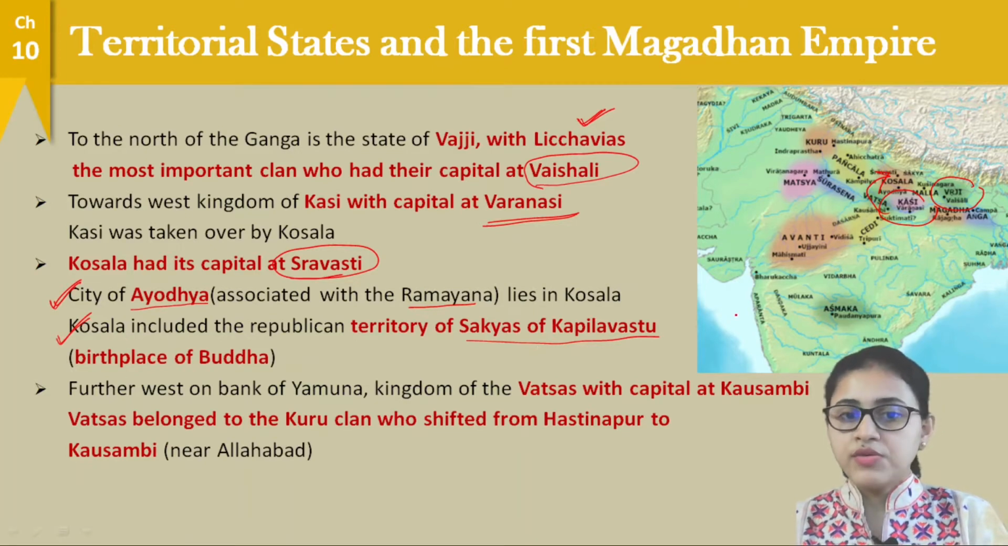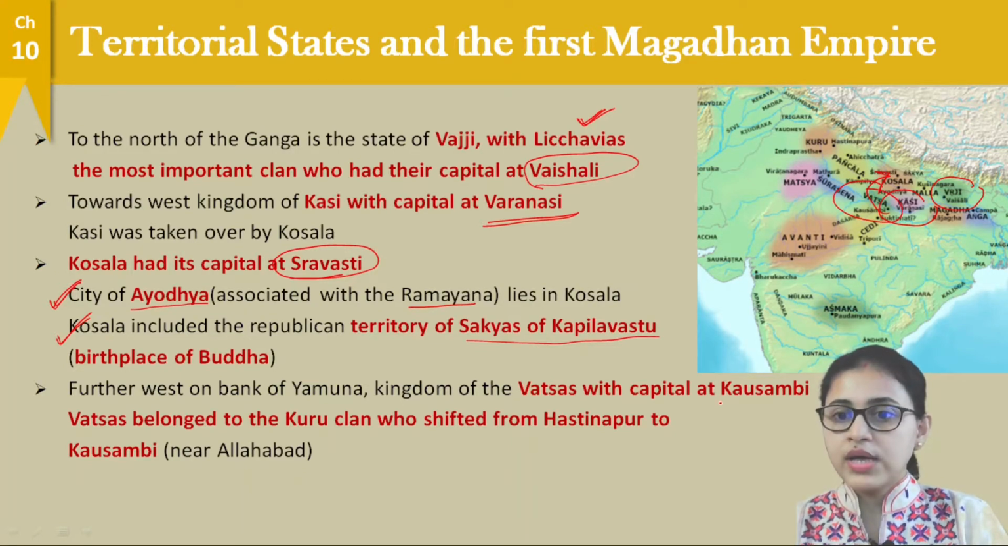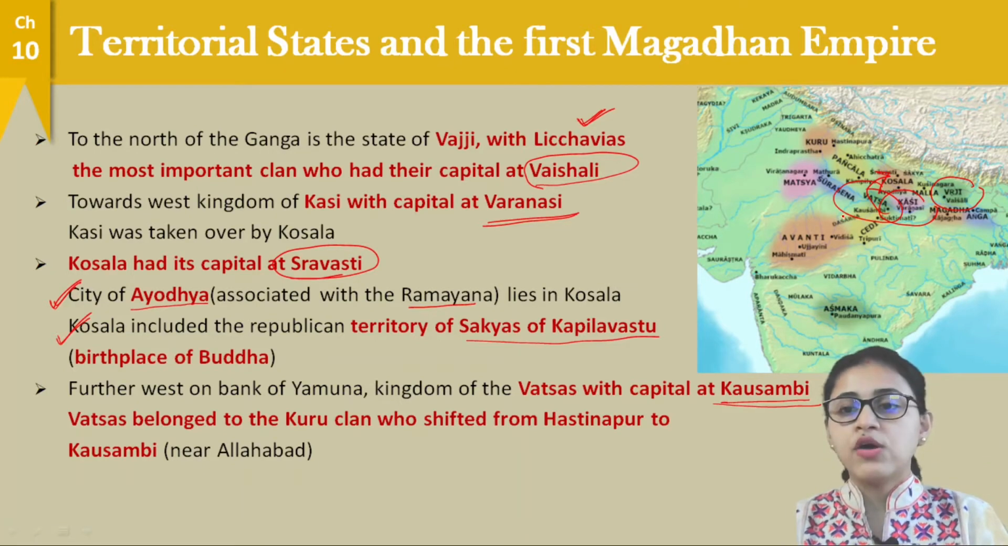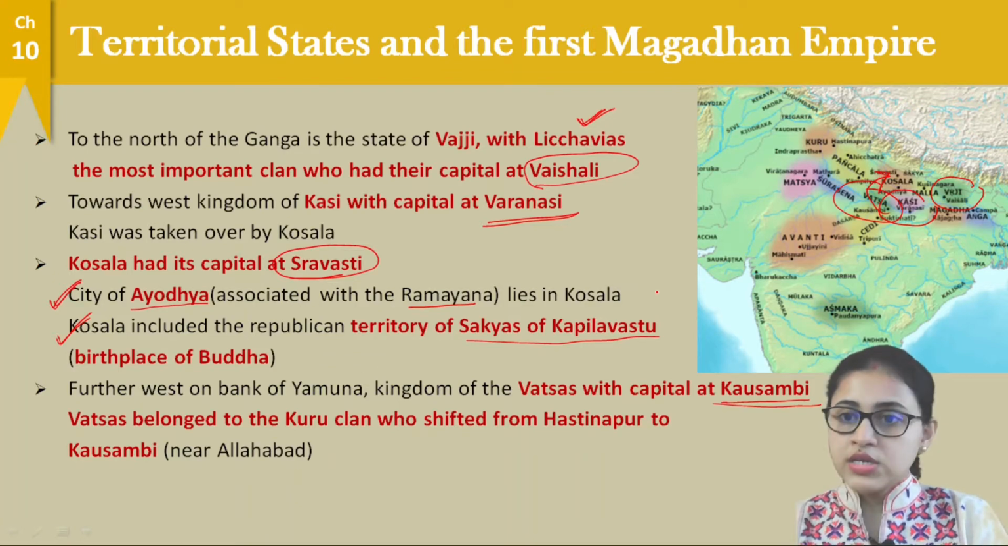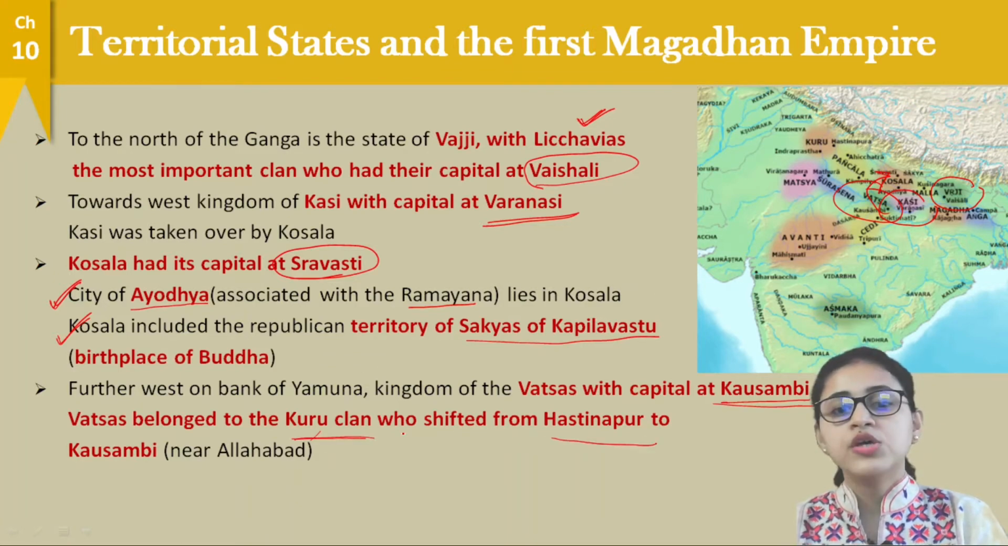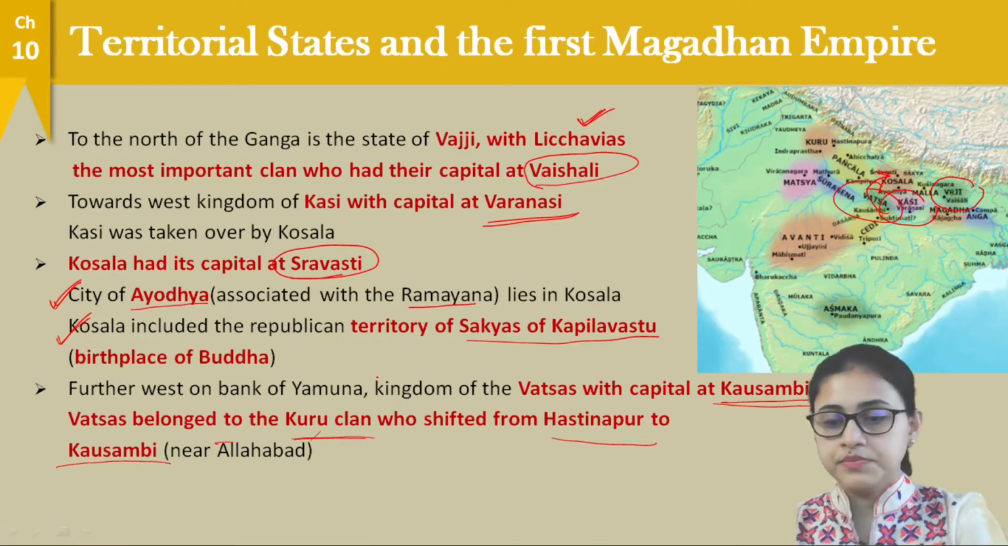Now when we go further west on the bank of Yamuna, we have another kingdom, Vatsa, which had its capital at Kausambi, near Allahabad, right? Vatsas belong to the Kuru clan. If you can recollect, while talking about the later Vedic period, we talked about Kurus and the Panchalas, right? We also discussed how the Pandavas and the Kauravas belong to the Kuru clan, right? So these Vatsas also belong to the Kuru clan, who shifted from Hastinapur to Kaushambi near Allahabad, right? So this is about the Vatsa kingdom.